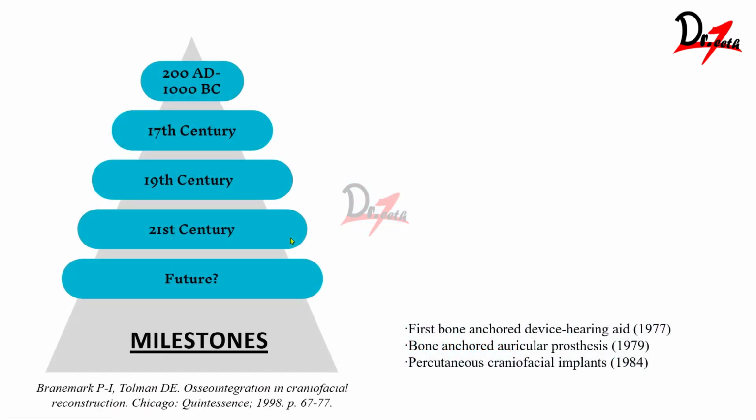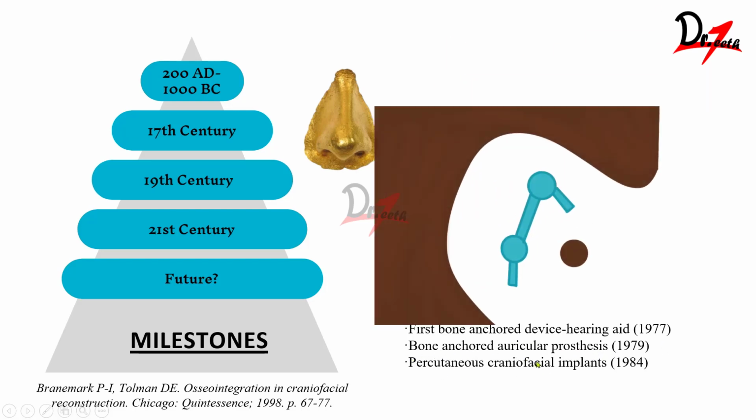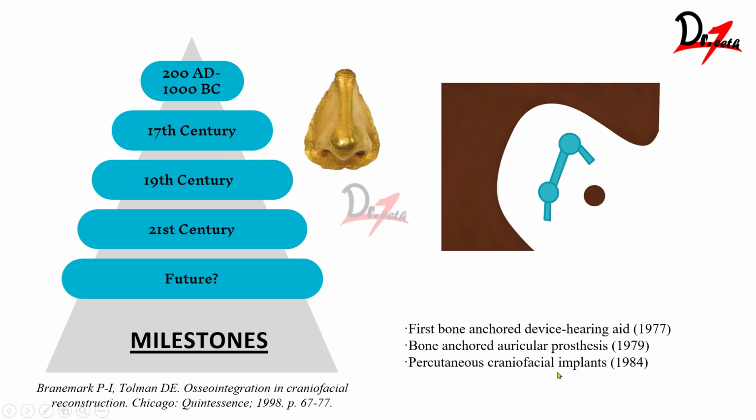Talking a little bit about the milestones, the only recorded case of maxillofacial reconstruction is between 200 AD to 1000, which is related to a Byzantine emperor who got a golden nose manufactured. Then in the 17th century, Pierre Fauchard designed an obturator, and in the 19th century, a lot of advancements happened in the field of maxillofacial prosthesis, like vulcanite was introduced, and also the first bone-anchored device. The bone-anchored hearing aid Baha, bone-anchored auricular prosthesis, and the percutaneous craniofacial implant that we use till today were introduced in 1984.